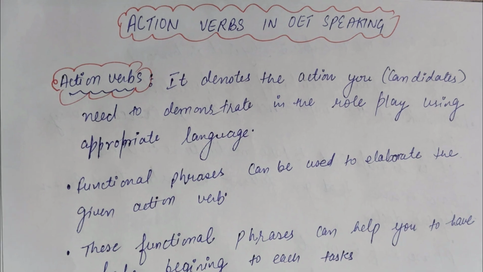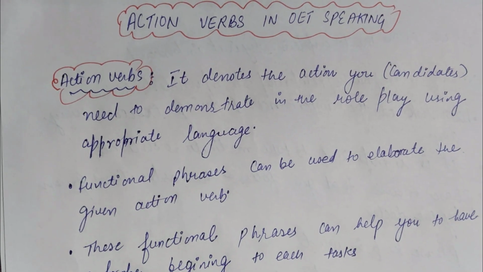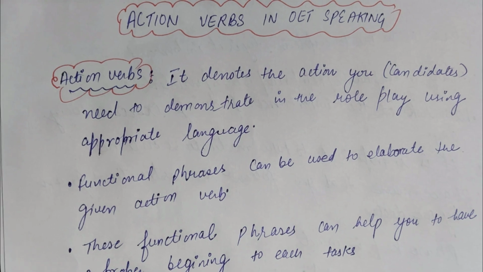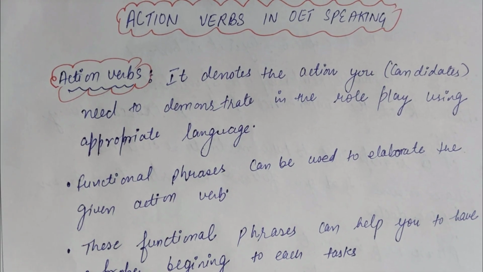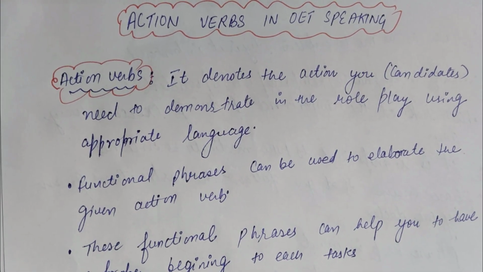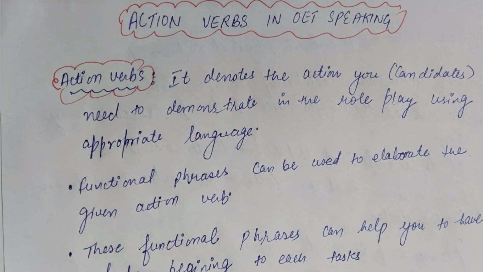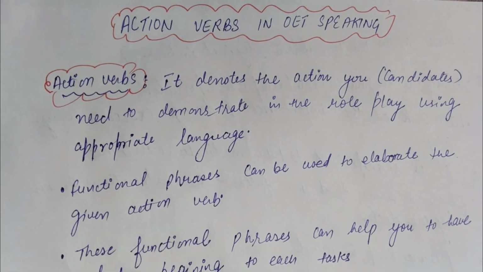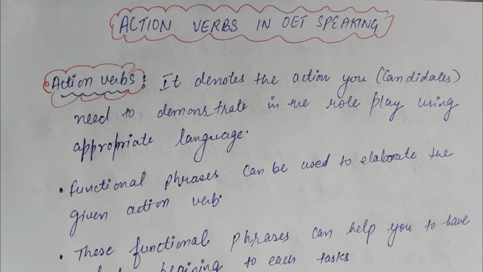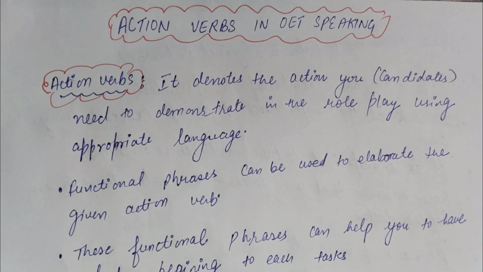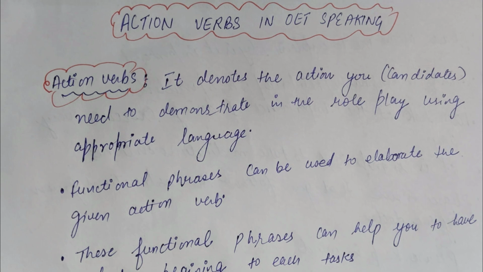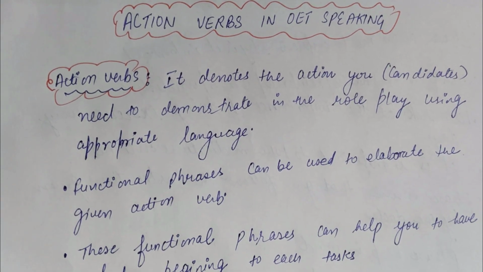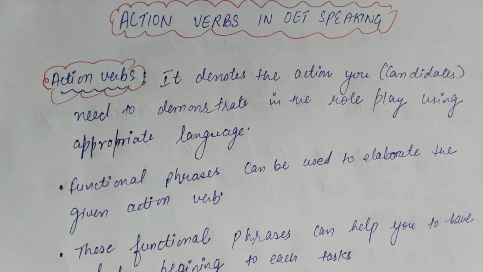Well, today I am going to discuss with you regarding the action verbs in OET speaking. Mainly, action verbs are used to start the conversation in the OET role play, and they are also useful to elaborate with proper communication and proper flow. It is a very important area in OET speaking. Some of you may know and some might not know.